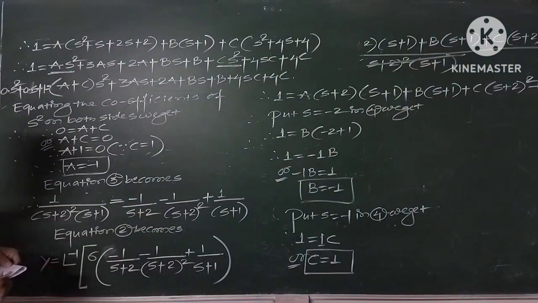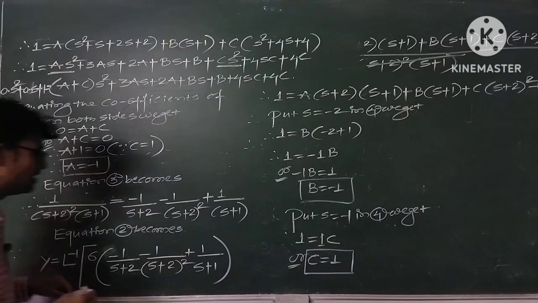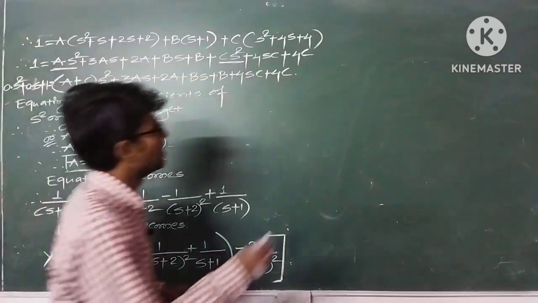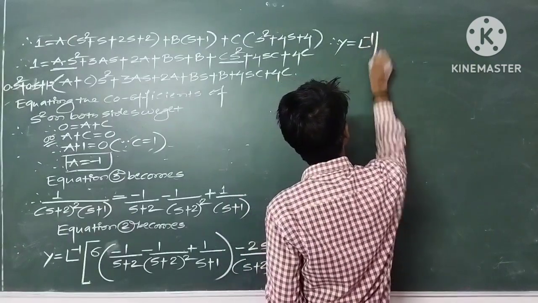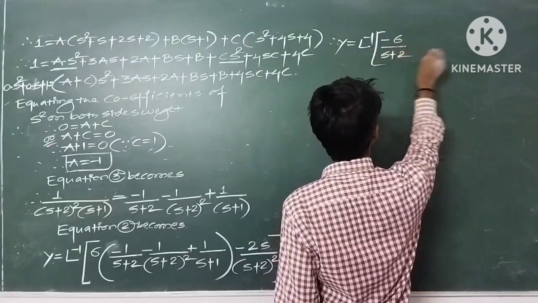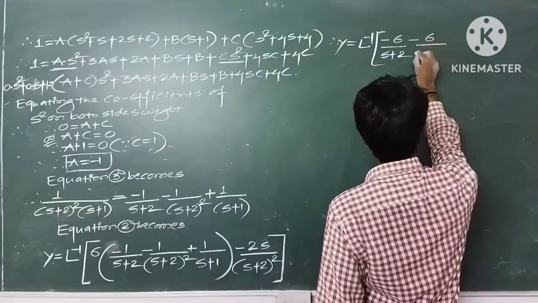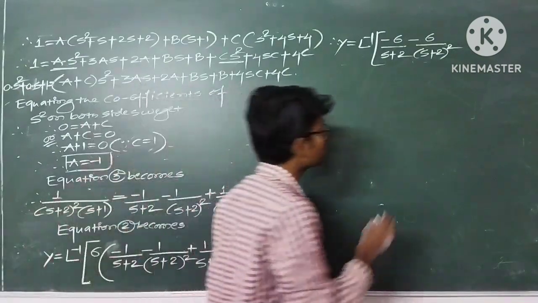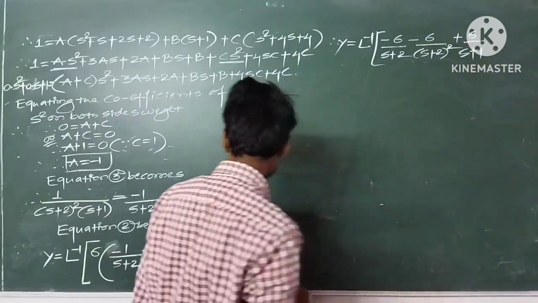6 divided by (s plus 2) whole square into (s plus 1). So those values are substituted here. Minus, after this we are having 2s divided. Next step, we simplify y equal to inverse Laplace transform as it is. So, 6 into minus 1 is minus 6 divided by s plus 2, 6 into minus 1 is minus 6 divided by (s plus 2) whole square, 6 into 1 is 6 divided by s plus 1.